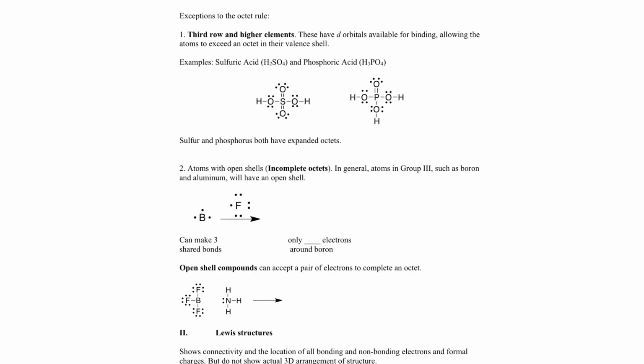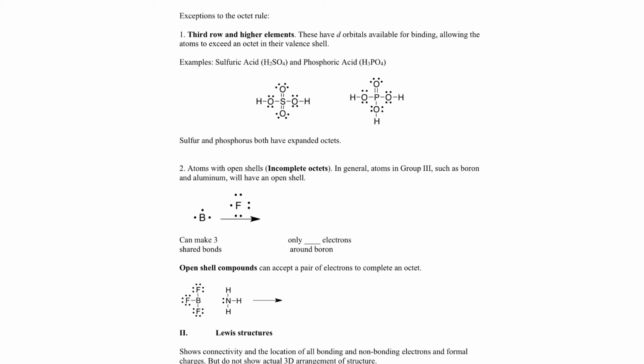There are, however, some fascinating exceptions to the octet rule. The first one is that third row and higher elements, they have d orbitals, so they can extend their octet in their valence shell. For example, we can see this in sulfuric acid, H2SO4, as well as in phosphoric acid, H3PO4.